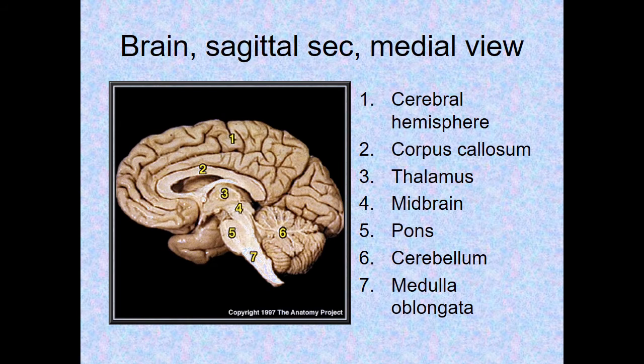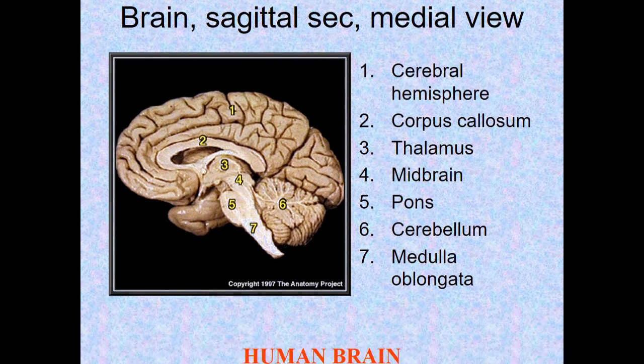Now this is the sagittal section of the brain, in which you can see the first part is the cerebral hemisphere, and the second part is the corpus callosum, which connects both cerebral hemispheres together. The third part is the thalamus, and the fourth is the midbrain. Then the fifth is pons, the sixth cerebellum, and the seventh medulla oblongata. The fifth, sixth and seventh, that means pons, cerebellum and medulla oblongata, together make the hindbrain.